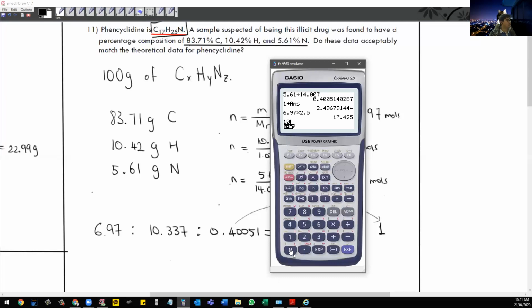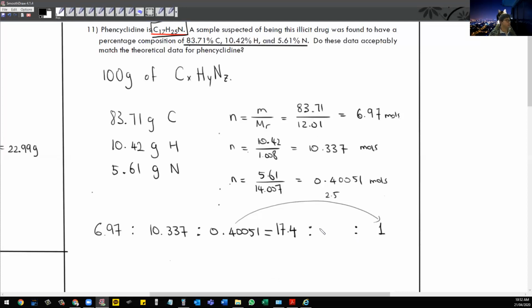And 10.337 times 2.5 gives me 25.8. So that's roughly similar to that, but this is close to 26, right? And this is not quite 17. So we did this work based on just making that one equal to 1, right? Now, what I'm going to do is, instead of doing that, I'm going to make this one 17, okay?